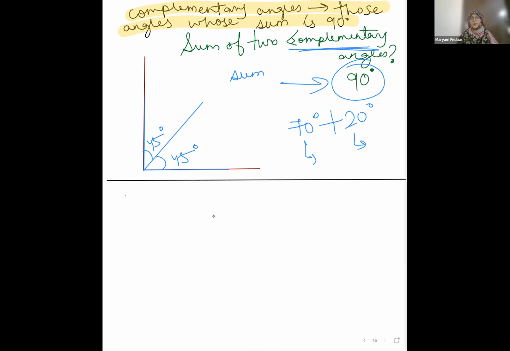Okay. Now let's see, page number, what is that? 96. Page 96. Think, think, discuss, and write. Can two obtuse angles be supplementary?